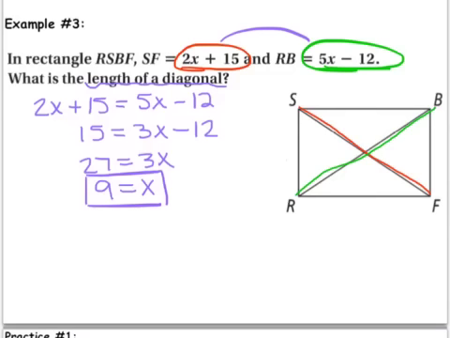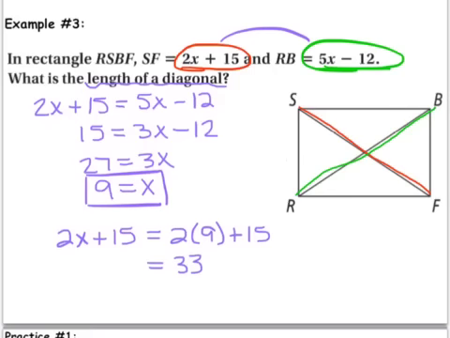So how about 2x plus 15? Let's plug in x. We have 2 times 9 plus 15. And when you multiply and add that together, you should get 33. So the measure of the diagonals in our rectangle is 33. And we don't have any units, but if we did, we should put a unit.